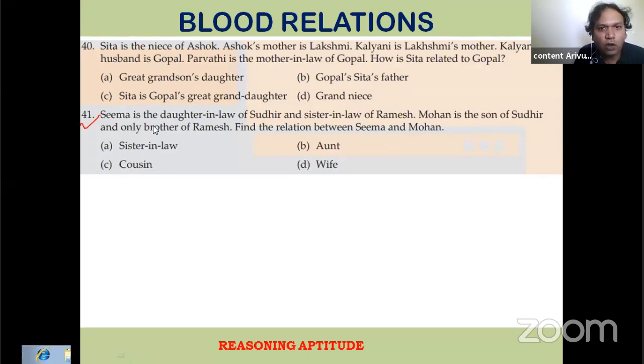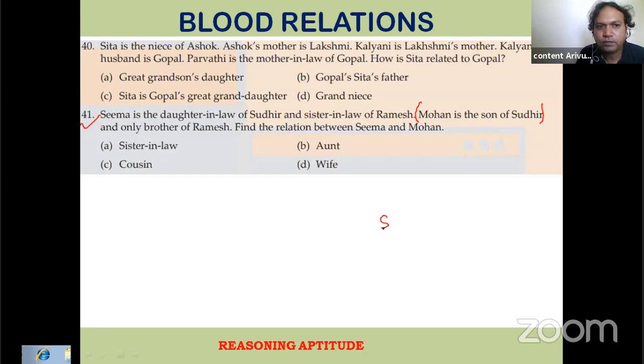Seema is daughter-in-law of Sudhir and sister-in-law of Ramesh. Mohan is the son of Sudhir. So start from the direct relations always. It will be easier for you to construct the diagram. When lots of relations are given to you, start with direct relations. Daughter-in-law is not a direct relation, because it is son's wife. Sister-in-law again, brother's wife, so it's not a direct relationship. Mohan is son of Sudhir.